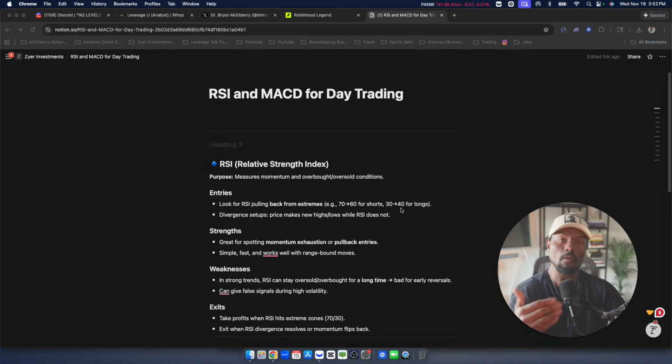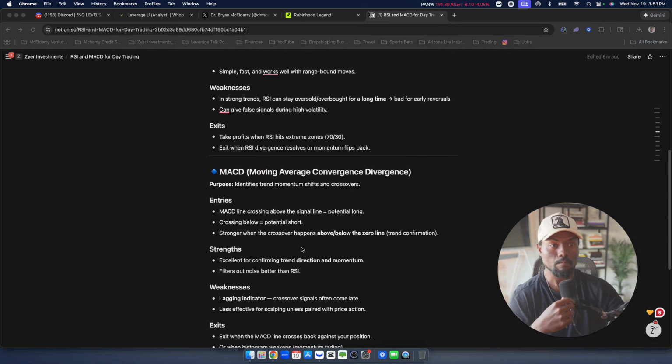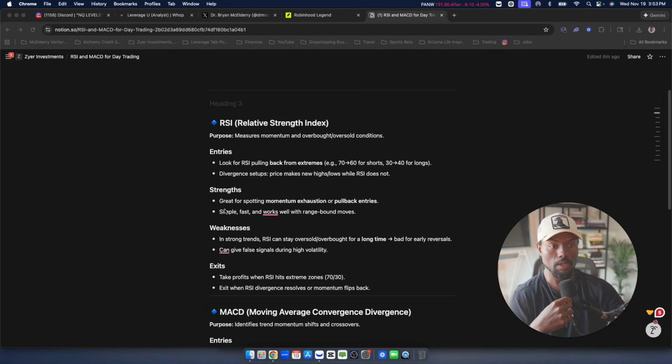For an oversold RSI, when it's really, really low, down into the 30 range, potentially even lower, sometimes we see it into the teens, then you can see a potential reversal signal for longs or calls back up for a good risk to reward. Let's look at strengths. Great for spotting momentum exhaustion or pullback entries. Simple, fast, and works well with range-bound moves.